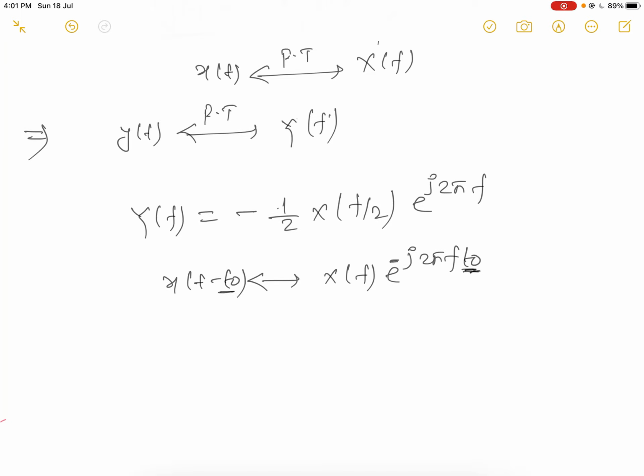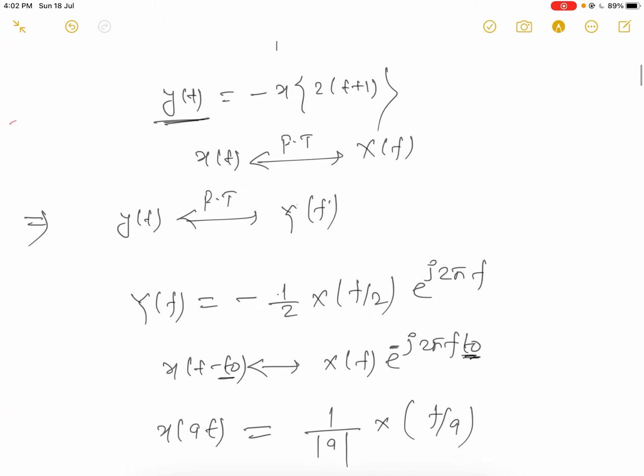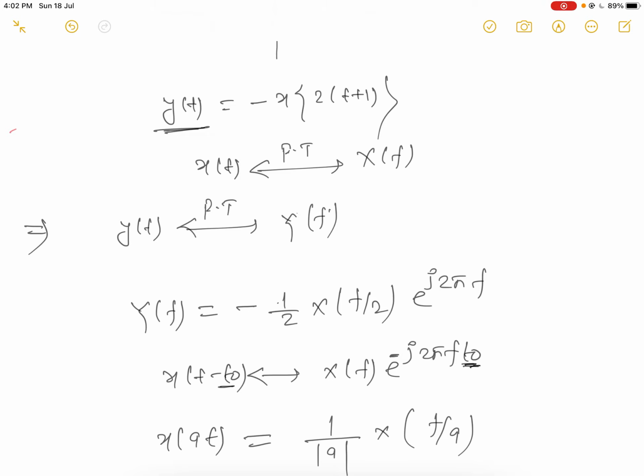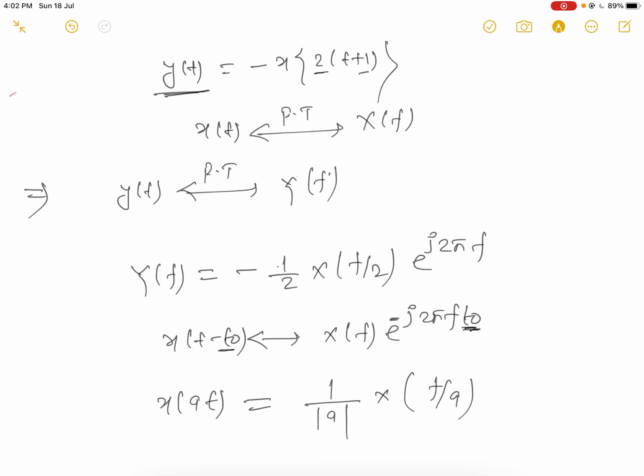Now for scaling x(at), the Fourier transform is 1 upon mod of a times X(f/a). Both things are here: scaling by 2 units as well as shifting by 1 unit. Here the shifting is plus 1, so here comes e to the power plus j 2 pi f only, in the place of t0 is the plus 1. After that, a is 2, so here is 1 by 2 and X(f/2).